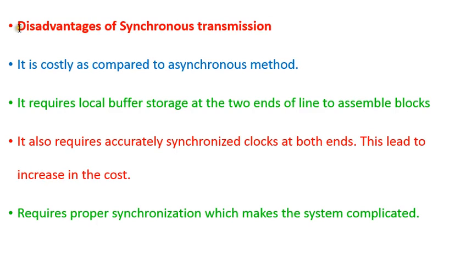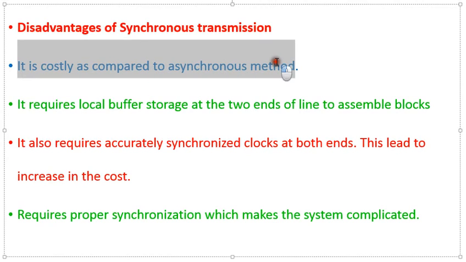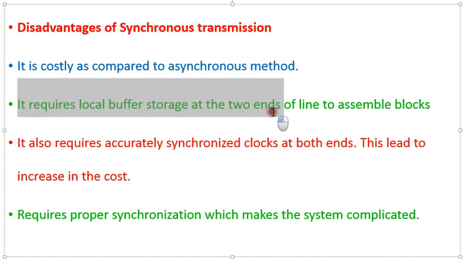But despite this advantage, it also has some disadvantages. Number one, it is very expensive when we compare it to asynchronous mode. The reason it is very expensive is that we need accurate timing between the sender and the receiver, and it also requires a local buffer. This local buffer means a temporary storage area that receives the data from the sender and keeps it there before the data is separated into different characters.